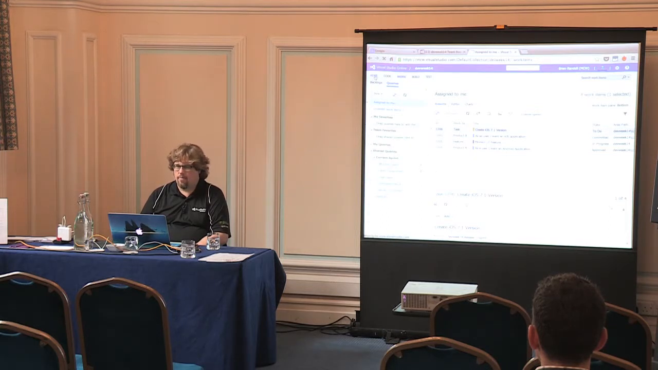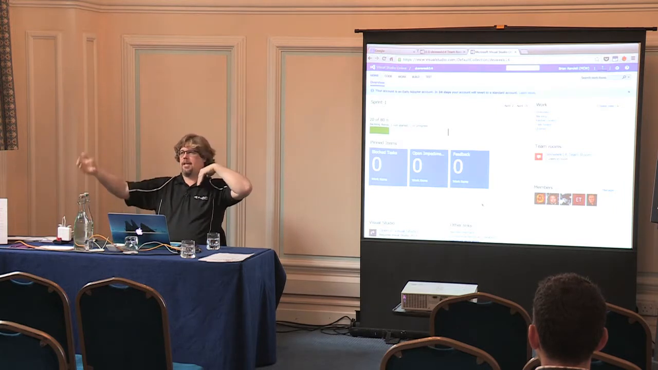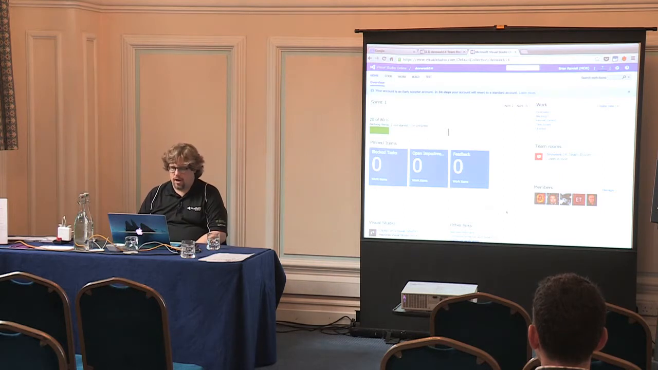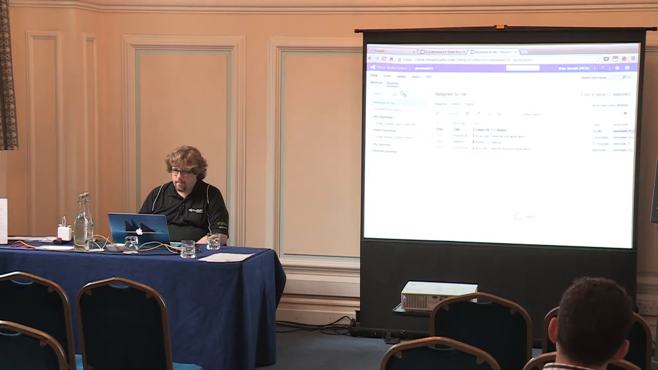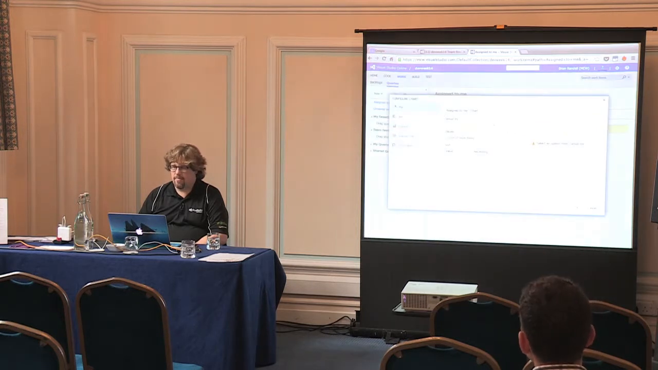Now if I go back to my home page, what we're going to see is these blocks that show us the number of items in that particular category. This gives you a nice heads-up dashboard display about what's going on. Now another thing I can do if I go back to work, and then use the new charts feature, is I can create a new custom chart. And it's based on a particular query that we can define.